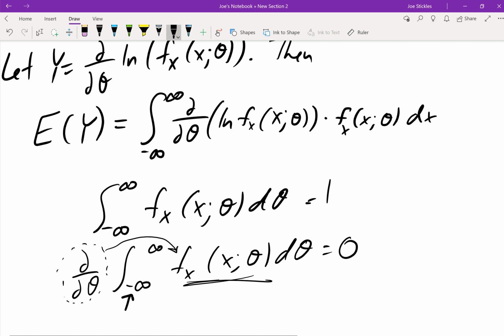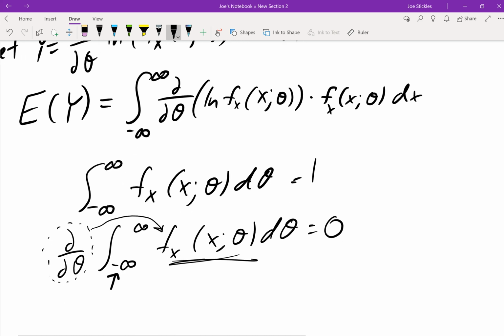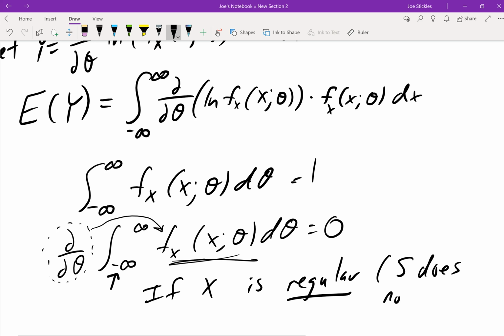If my interval that I'm integrating over, I know I wrote minus infinity to infinity here, but remember, in general, all we really mean is just the entire sample space. If your sample space depends on theta, then I can't do what I'm about to do, okay? As long as x is what's referred to as a regular random variable, the sample space does not depend on theta.